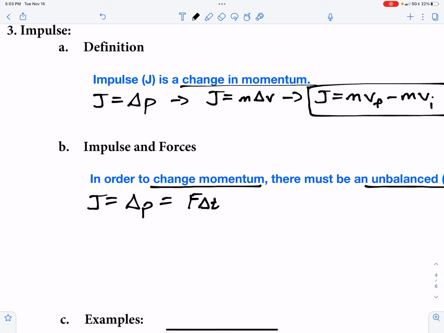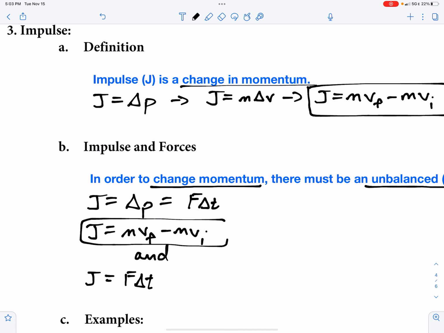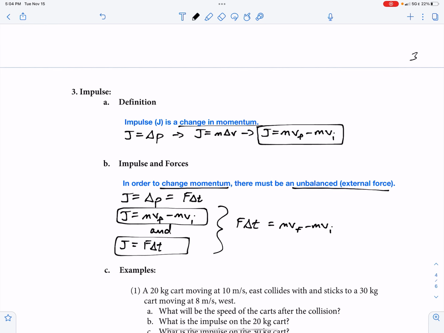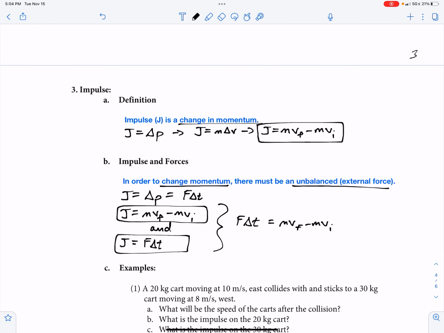So you have two equations here. Impulse equals a change in momentum, mv final minus mv initial, and the impulse equals force times time. So you have two different equations that you're working with for impulse. Now, sometimes you can set the equations equal to each other and have force times time equals mv final minus mv initial.